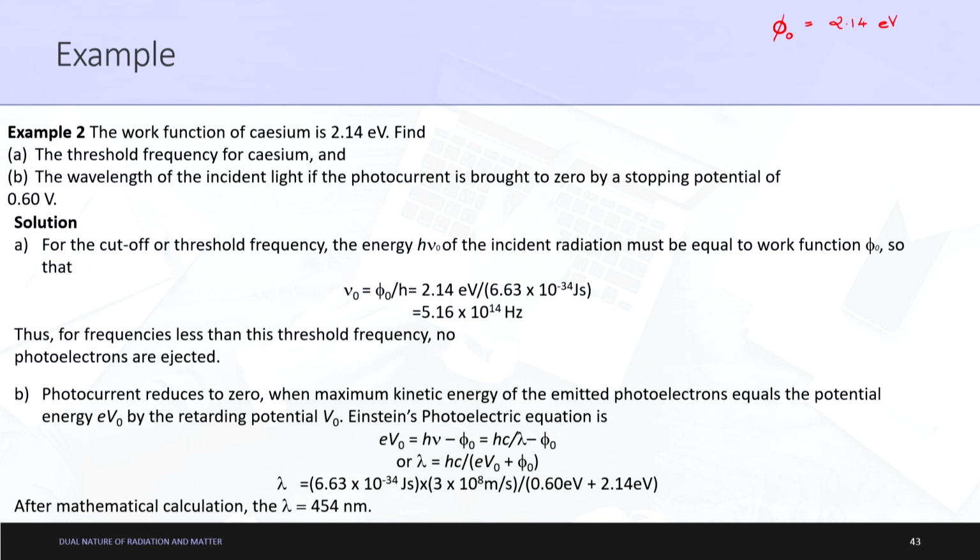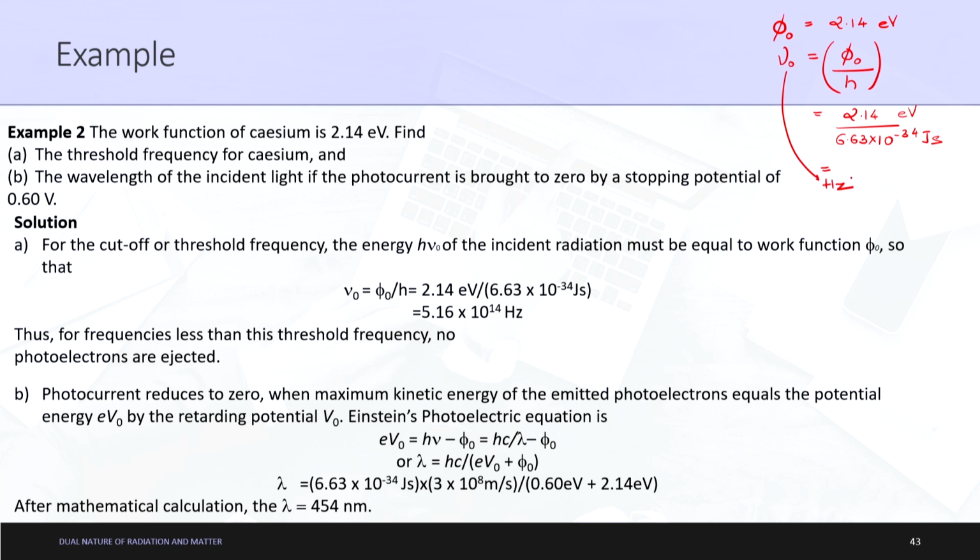In the previous lectures, we already heard that the frequency, that is nu naught, is equal to phi naught divided by the value of Planck's constant. Everything is given to you: 2.14 upon h, that is 6.63 into 10 to the power minus 34 joule second. This is in electron volts. Please remember, when you divide electron volts by joule second, the answer will be in terms of hertz.